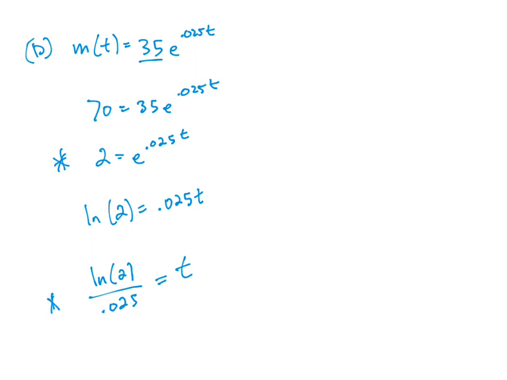And more simply, anytime we want to know how long it takes an exponential situation like this for the value to double, we always end up with ln of 2 divided by whatever the growth rate is. And that'll give us the doubling time. So that's kind of a shortcut for us. So ln of 2 divided by 0.025, and I get t is equal to 27.7259 years to double.